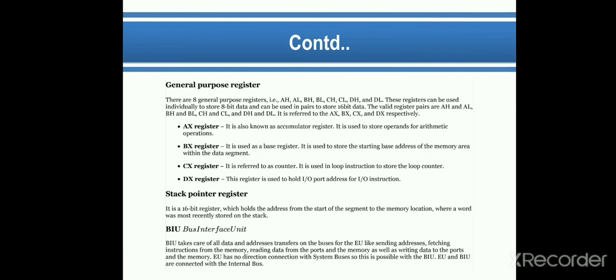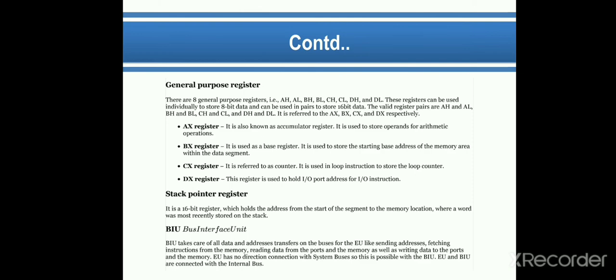Now some general purpose registers. There are 8 general purpose registers, that is AH, AL, BH, BL, CH, CL, DH and DL. These registers can be used individually to store 8-bit data, but they can be used in pairs to store 16-bit data. The valid register pairs are AH and AL, BH and BL, CH and CL, DH and DL, and they are referred to like this: AH and AL combined is AX, BH and BL combined is BX.